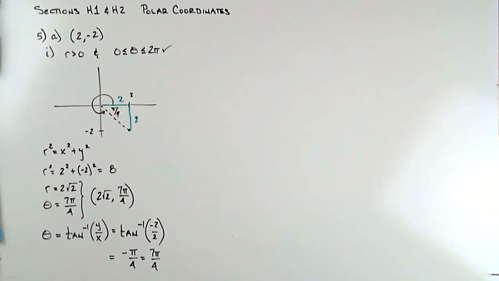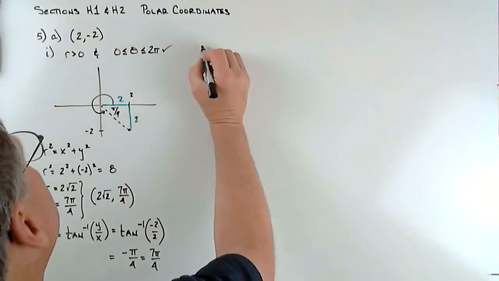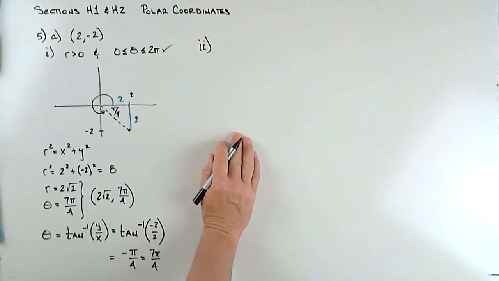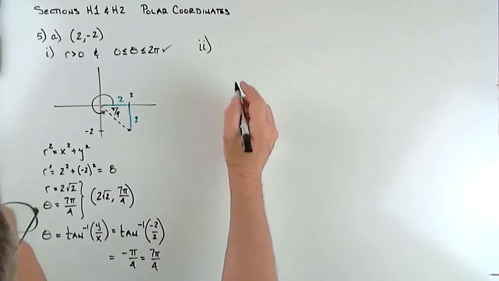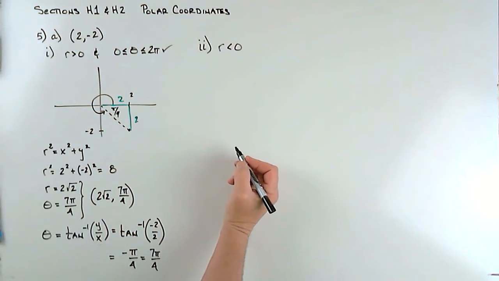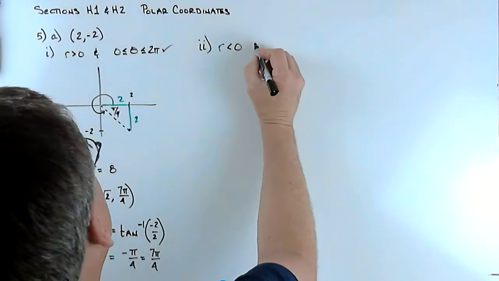So that's part I. Part II simply says, find polar coordinates for this point again, but our conditions are different now. R is negative, and theta is still between 0 and 2 pi.